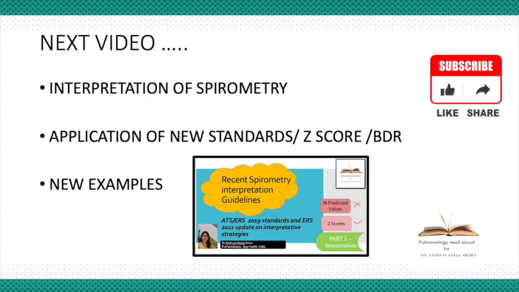So having said that, we complete the first part of this spirometric interpretation series. In the next video, we're talking about the 2021 interpretive strategy. We'll take an example, we'll apply the new standards, we'll check the z-score and the bronchodilator responsiveness in this, and there are certain new examples given in the guidelines to reflect the flow volume curves. There are also new terminology in addition to obstructive, restrictive and mixed, which we will be talking about.